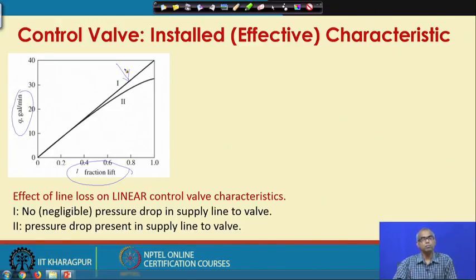But when this valve is installed in a process and there is pressure drop present in the supply line to the valve, there will be deviation from this linearity and you will get the flow rate versus fractional lift relationship like this, which is a nonlinear one.